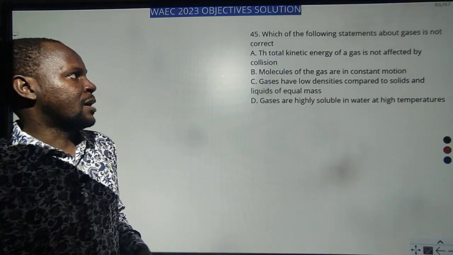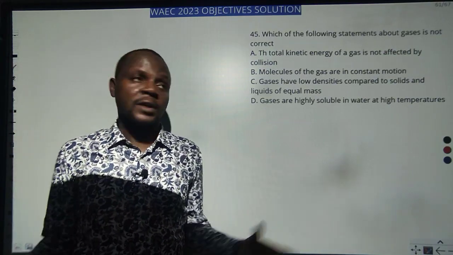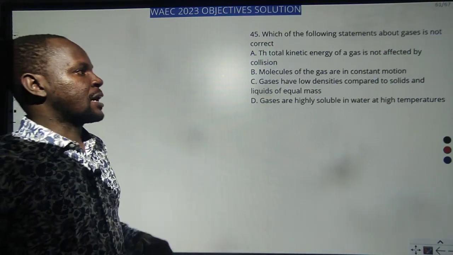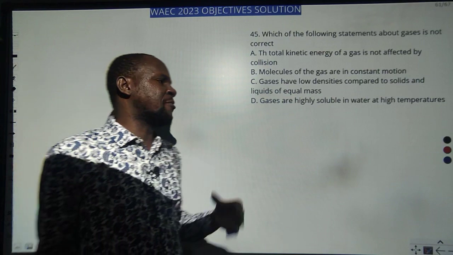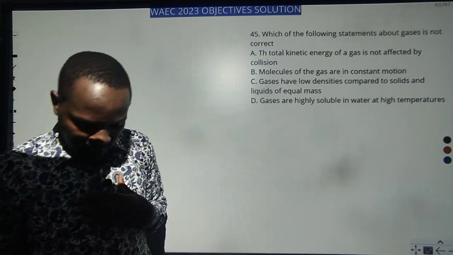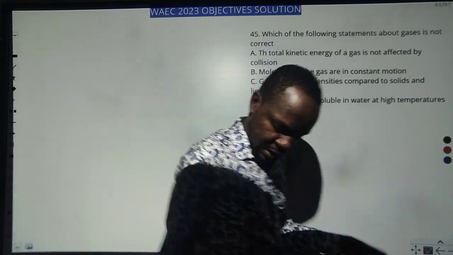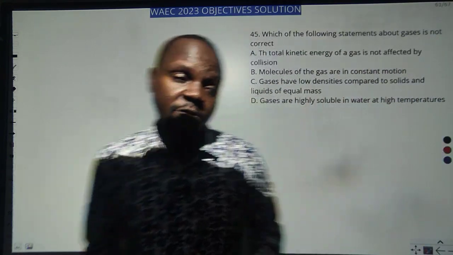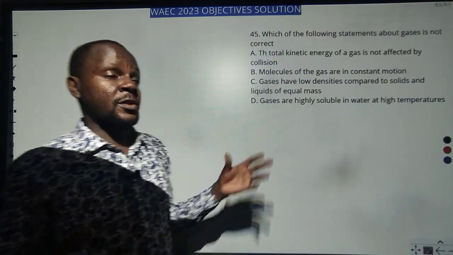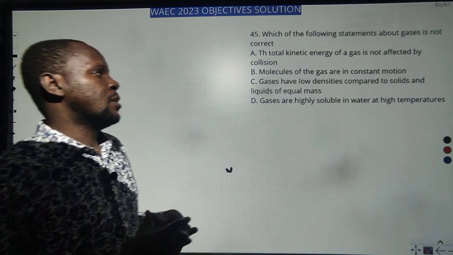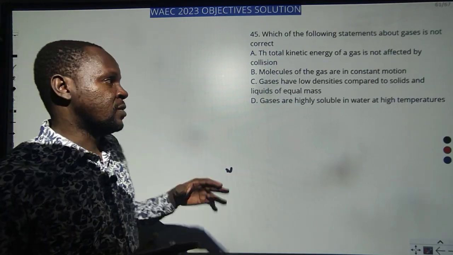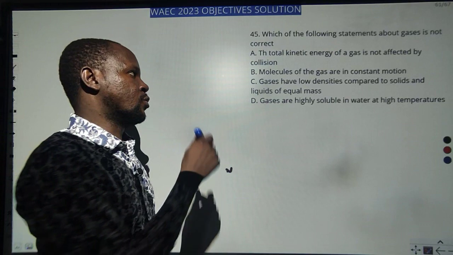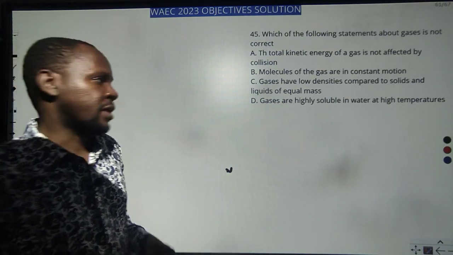Which of the following statements about gases is not correct? Kinetic theory of gas, I guess. The total kinetic energy of a gas is not affected by collision. Yes, the total kinetic energy of a gas is not affected by collision. It's a very correct statement. From kinetic theory of gas, we are told that gas particles are always in constant random motion. So the second statement is also correct.